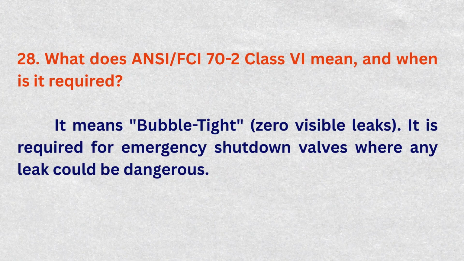What does ANSI FCI 70-2 Class 6 mean and when is it required? It means bubble-tight, zero visible leaks. It is required for emergency shutdown valves where any leak could be dangerous.